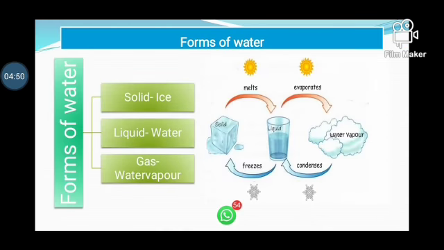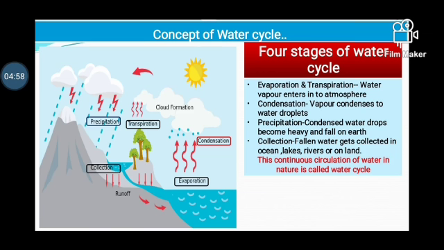There are three forms of water: solid, ice; liquid, water; and gas, water vapor. The water cycle has four stages. In evaporation and transpiration, water vapor enters into the atmosphere. In condensation, water condenses to water droplets. In precipitation, condensed water droplets become heavy and fall on earth. And in collection, fallen water gets collected in oceans, lakes, rivers, or on land. This continuous circulation of water in nature is called the water cycle.